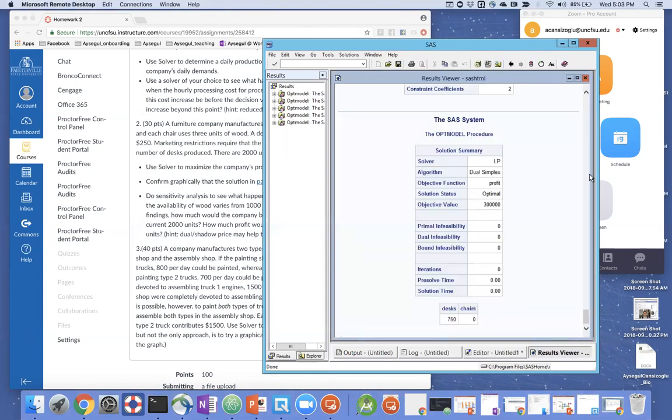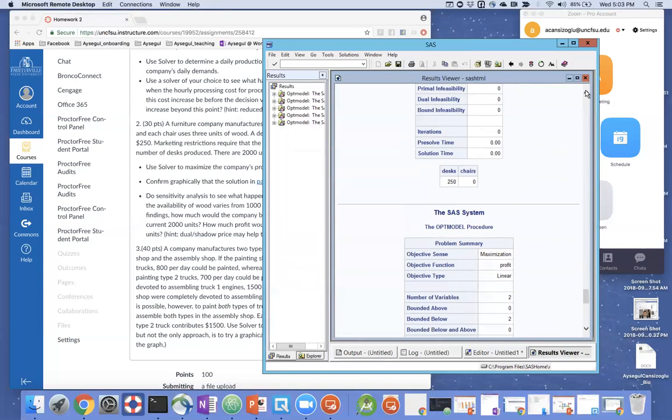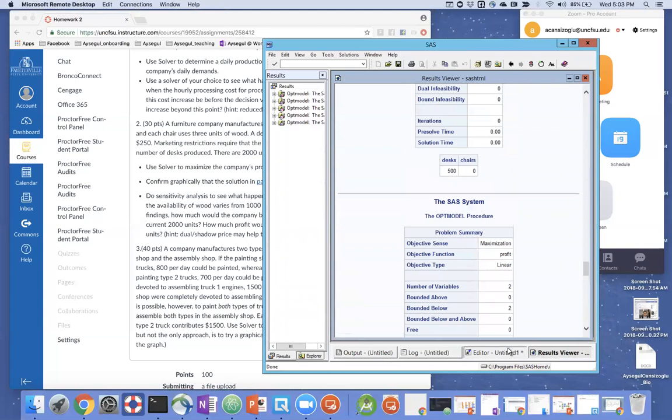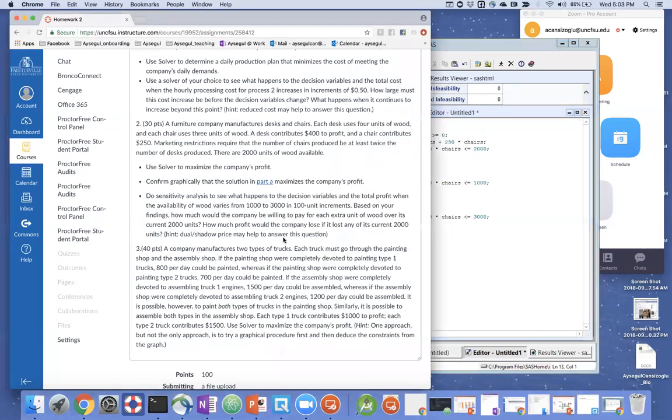What happens is, because we know desks are more profitable to manufacture, any additional wood we give always produces more desks. So basically 750 desks, 250, and 500. As we increase, the only thing it does is chairs still stay the same at 0, and anything we add as resource goes to desks immediately.